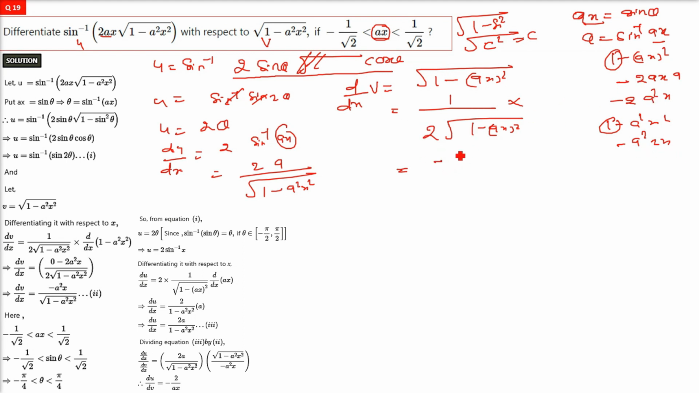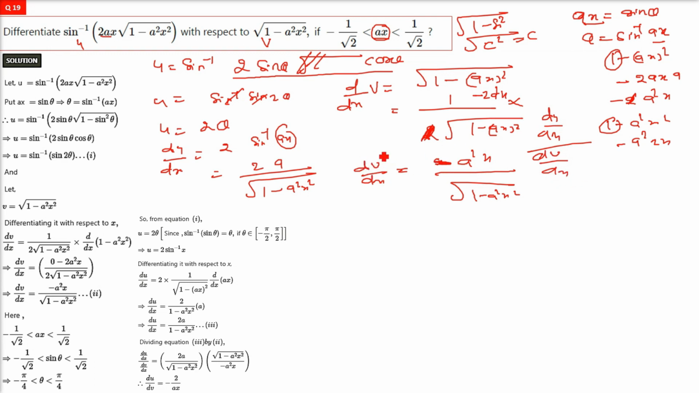So you will get here, this 2 and 2 I am cancelling. This 2 and 2 I am cancelling here, putting it here and then cancelling, okay. So 2 you can cancel. It will be a square x divided by under root 1 minus a square x square. So this is dv by dx. You need du by dx divided by dv by dx. Okay. Now just divide these two.